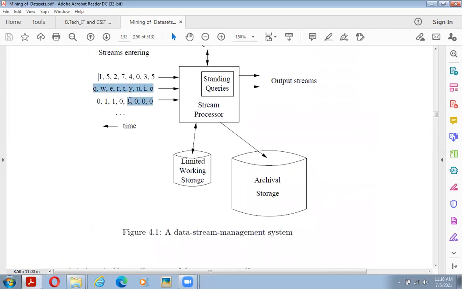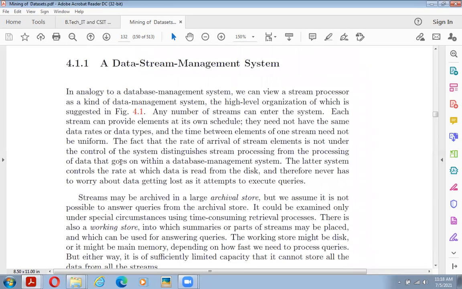These streams need not be uniform in time; maybe they come at a 1 second interval, maybe at a 5 second interval. The fact that the rate of arrival of the stream elements is not under the control of the system distinguishes stream processing from the processing of data within a database management system.